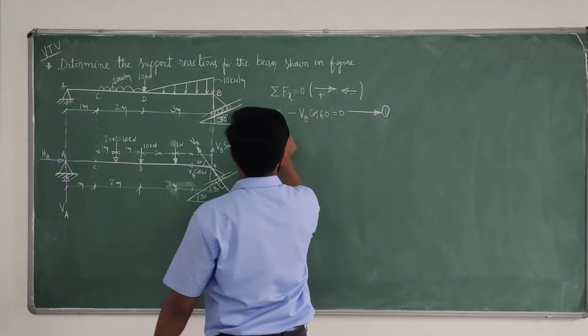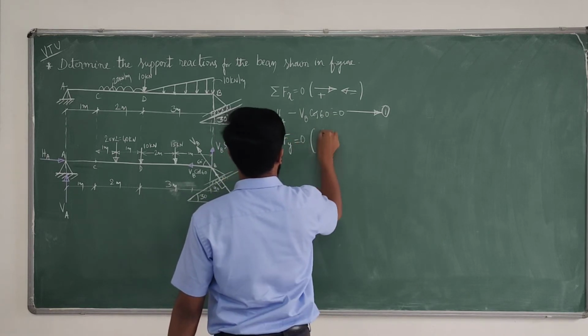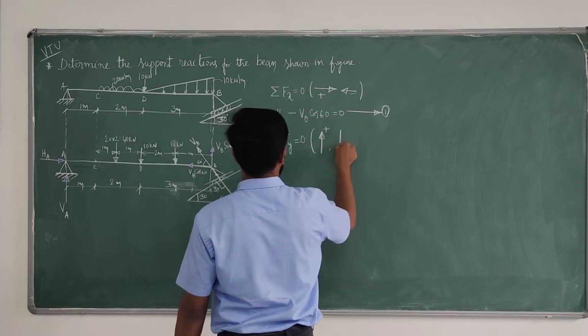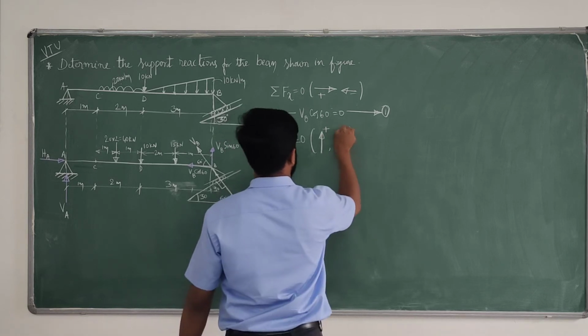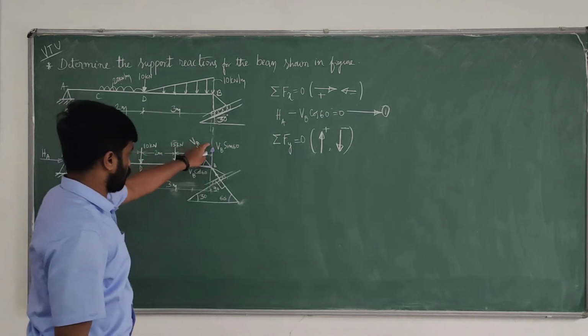So next apply sigma Fy equals 0, all upward forces are positive and all downward forces are negative. Here we are having 1, 2, 3, 4, 5 forces.